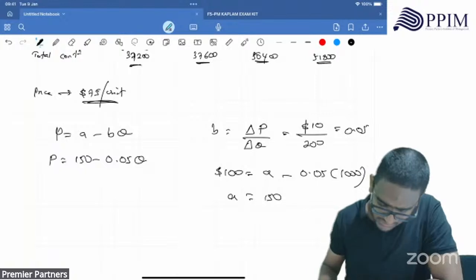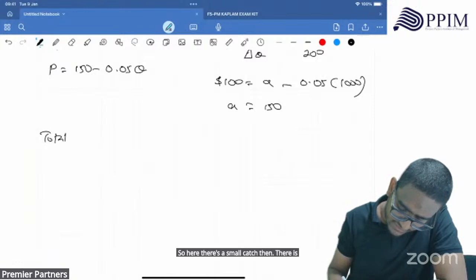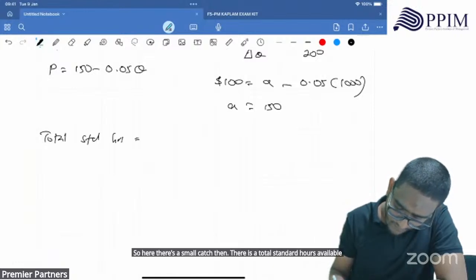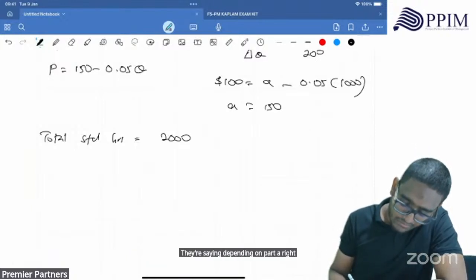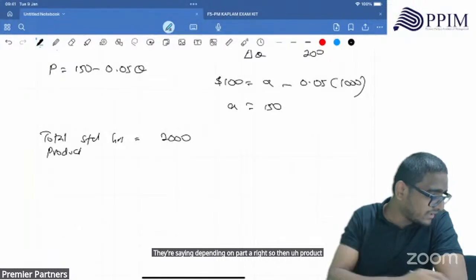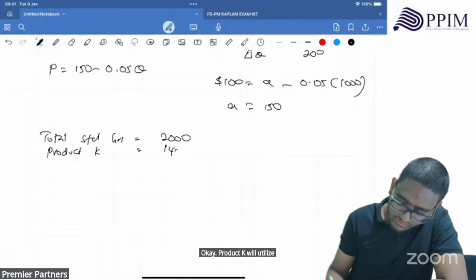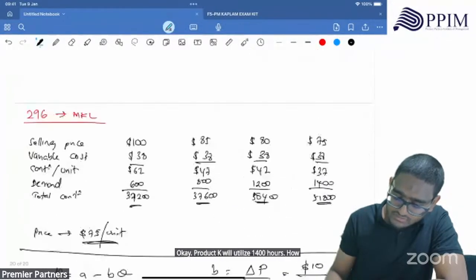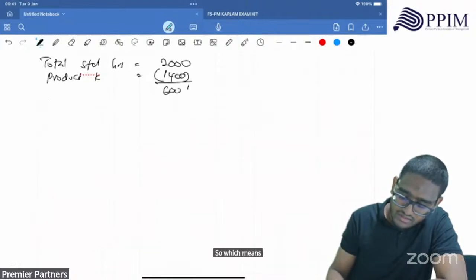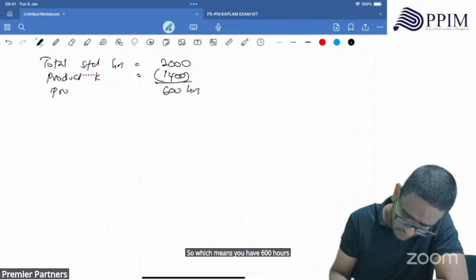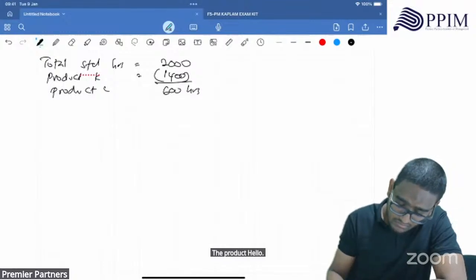Okay, so here there's a small catch then. The total standard hours available is 2000, right? They're saying depending on part A. So then what is the other product? Product L, product K. Product K will utilize 1400 hours. How do they get 1400 hours? Because we decided we're going to go with $75 of price, which means you have 600 hours for product L.